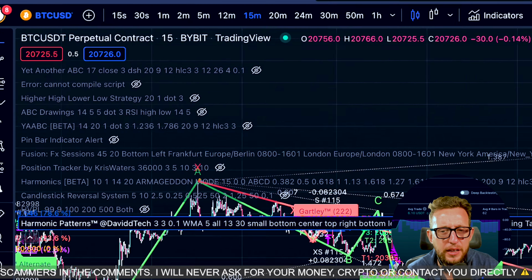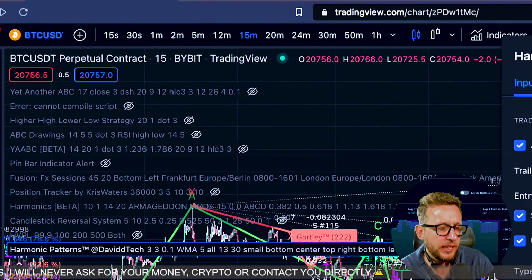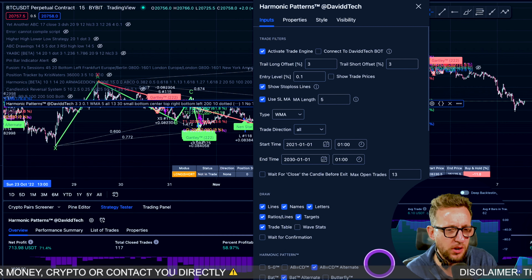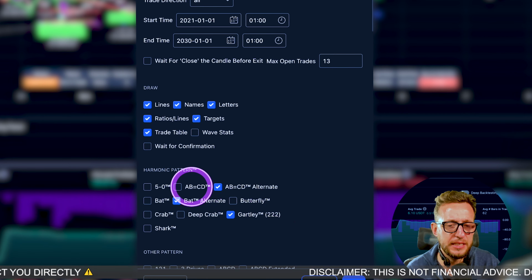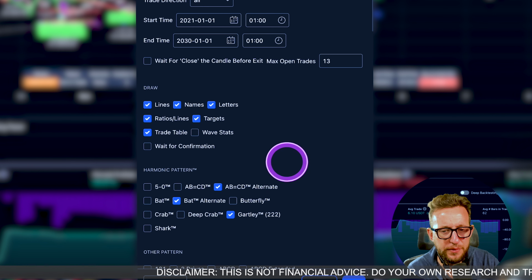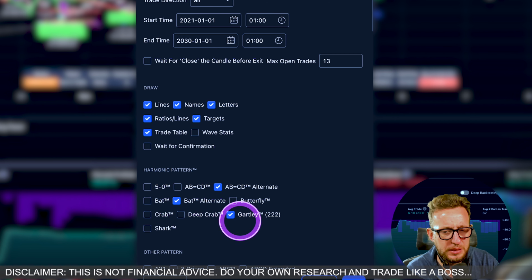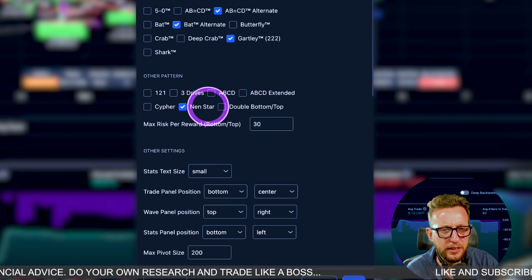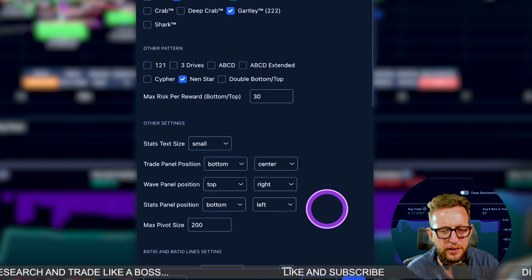We currently have, I'm on the BTC USDT as always on the 15-minute. I'm not saying in the slightest that all of these will work as patterns for each and every market, but it's worth testing them. Ones that I've had quite a lot of success with is the AB equals CD. Also, we have the AB equals CD alternate, and the BAT alternate seems to be good. And yeah, so the Nen Star seems to be extremely good as a trading pattern, but I'll let you go through them. As you can see, these are the ones that I've got currently on there.